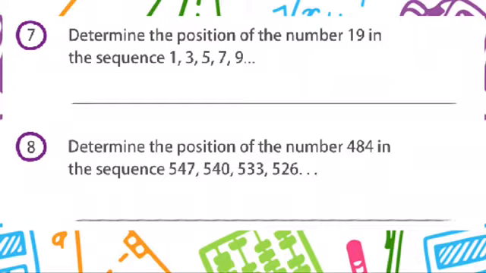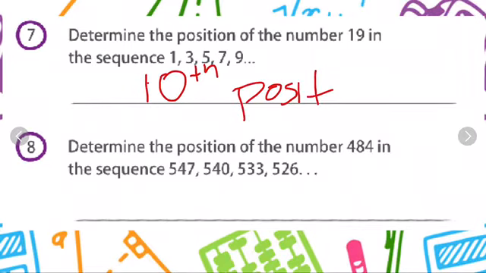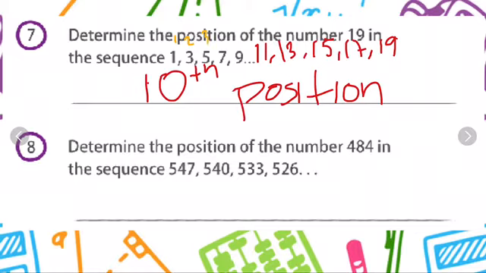Okay, according to my results, the number 19 is on the 10th position. Okay, how will I keep on adding? So 9 plus 2 is 11, 13, 15, 17, 19. And you count.